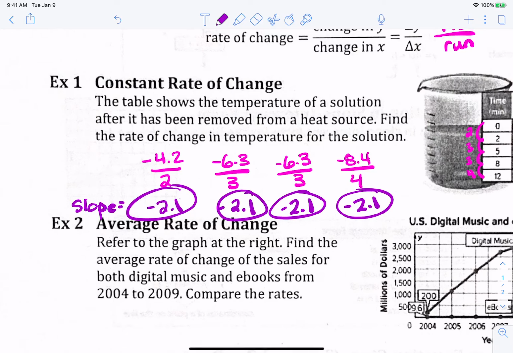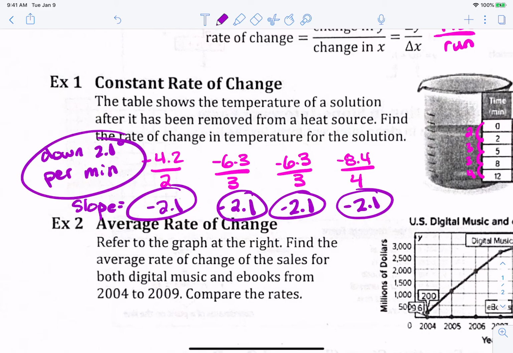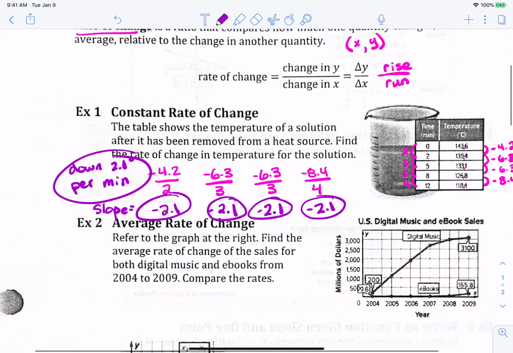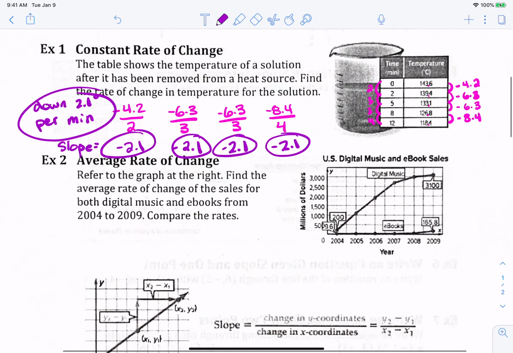But this means that it's going down 2.1 degrees per minute, okay? So if it's doing 4.2 degrees every 2 minutes, then that means it's going 2.1 degrees every 1 minute. That's my slope. That's my rate of change. That's how much it's changing, okay?